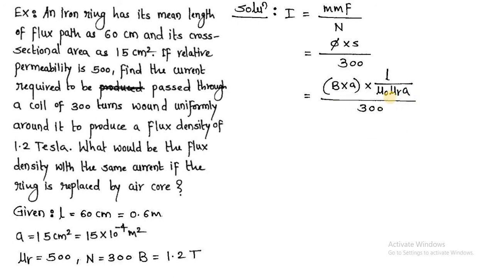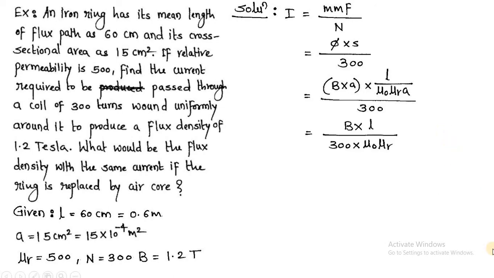Now B is given to you, A is given to you, L is with you. Mu 0 is not given to you, but can you assume the standard value of mu 0? What is the standard value of mu 0? 4 pi into 10 raised to minus 7. Then mu r is given to you, that is 500. Area is also given to you.